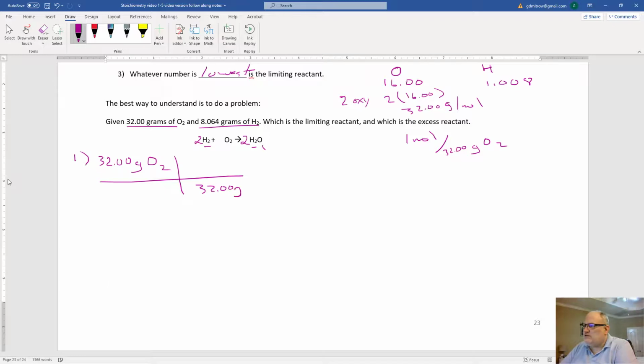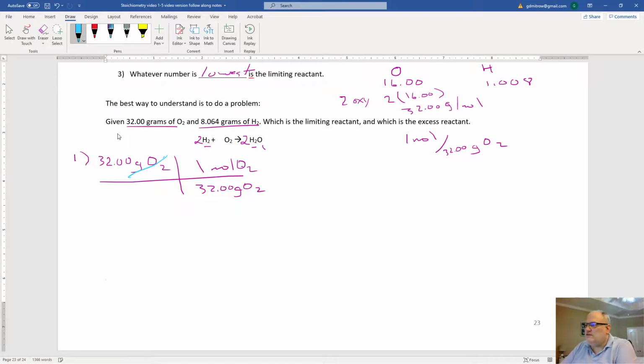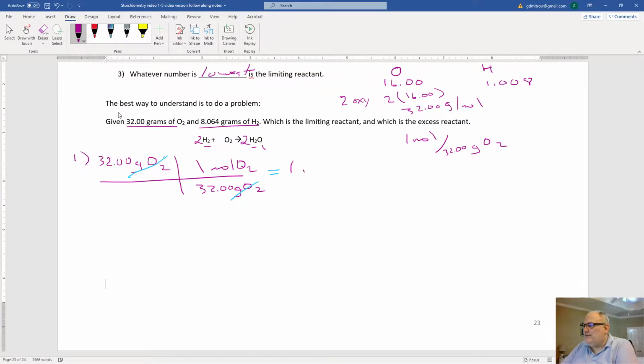Now, in this case, of these 2 choices, we're going to put the 32.00 grams of O2 on the bottom and the 1 mole of O2 on the top, because we want to cancel, as always is the case, our units. So we have grams here and we have grams here, and they cancel. And when we do the math, we're going to end up with 1.000 moles of O2.